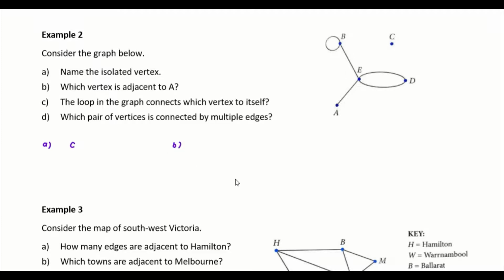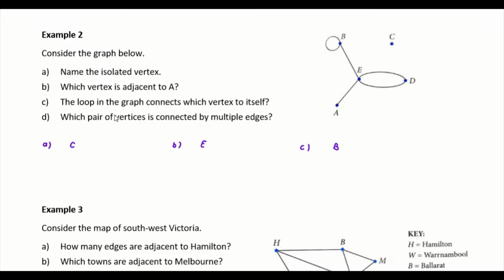Remember, adjacent means that it's connected by only one edge. So A is here, adjacent, which is only vertex E. Okay, so the loop in the graph connects which vertex to itself? You can see there's only one loop in this graph, which is at B. So the answer for part C is B.